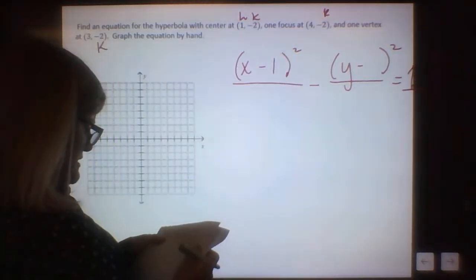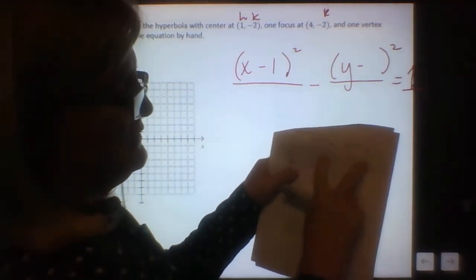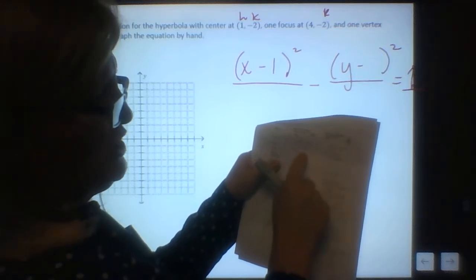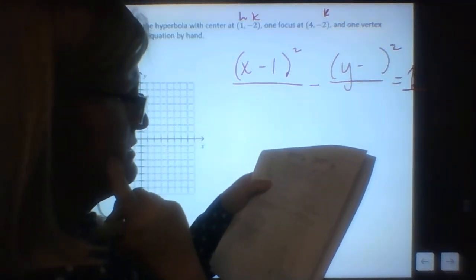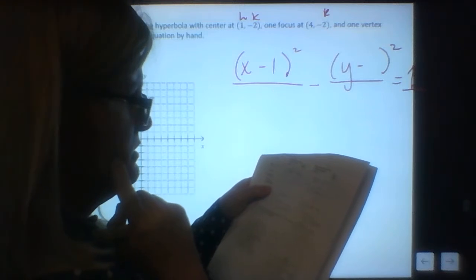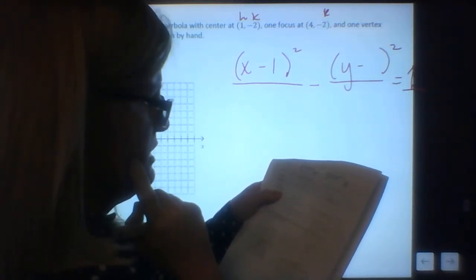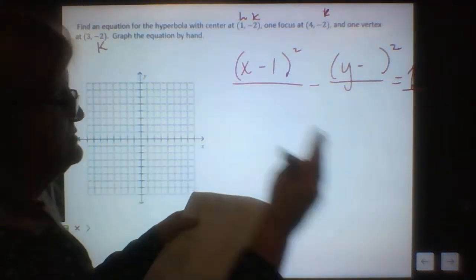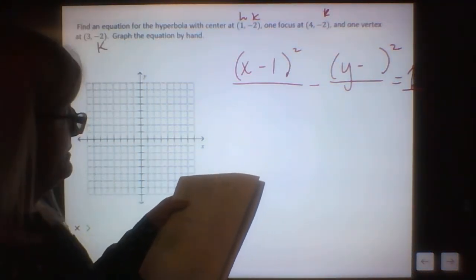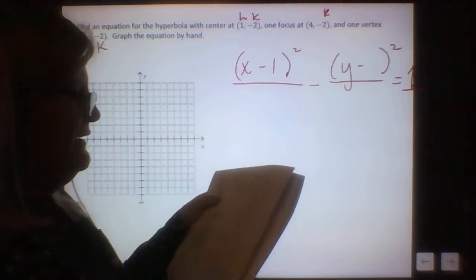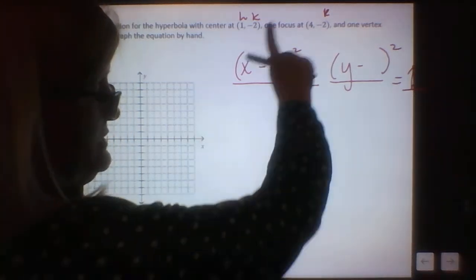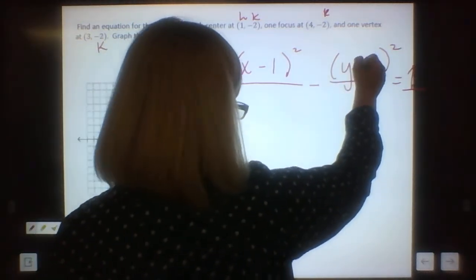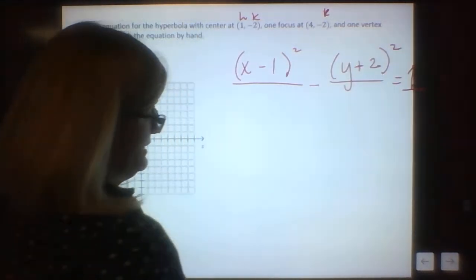So h goes there. Now notice on this that it switches. Whatever is the same goes last. Maybe you could think about it that way. Whatever is the same goes in the second one. All right, so this will be plus 2.